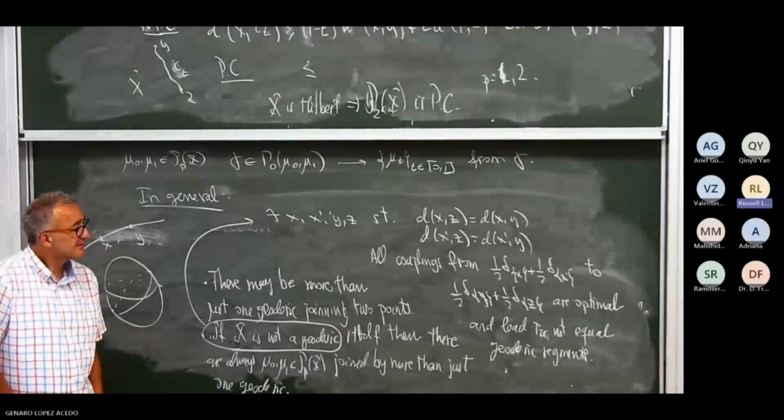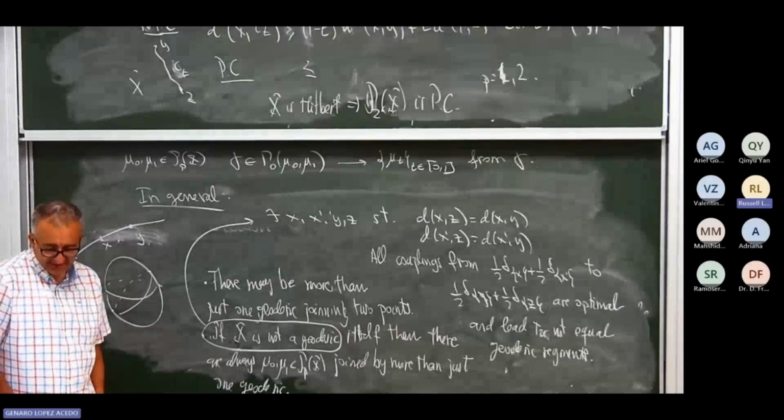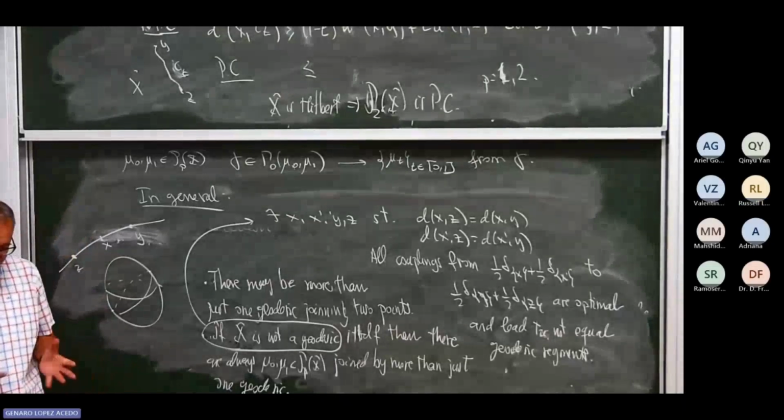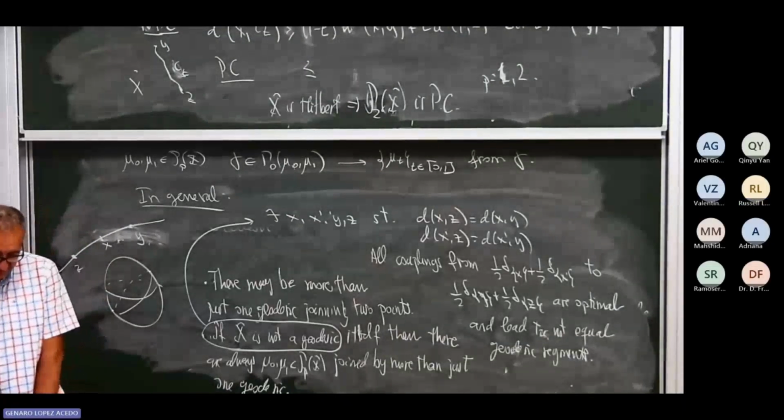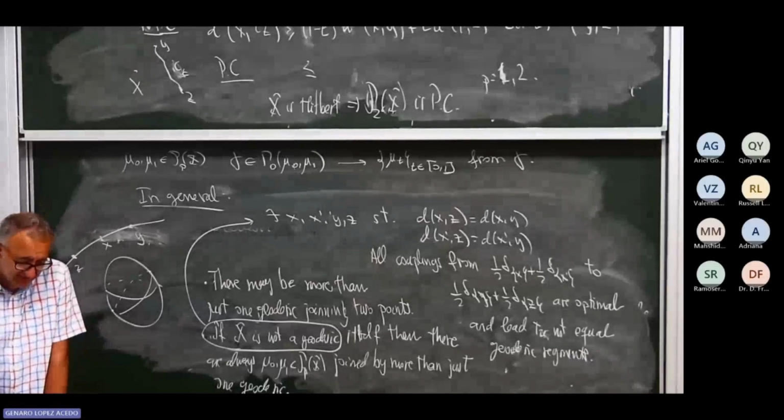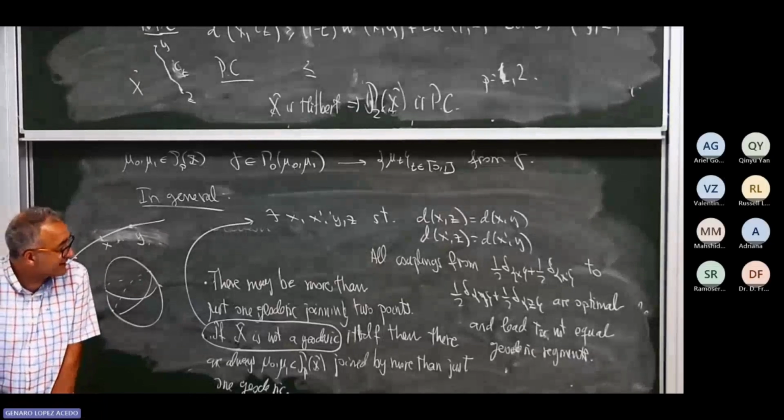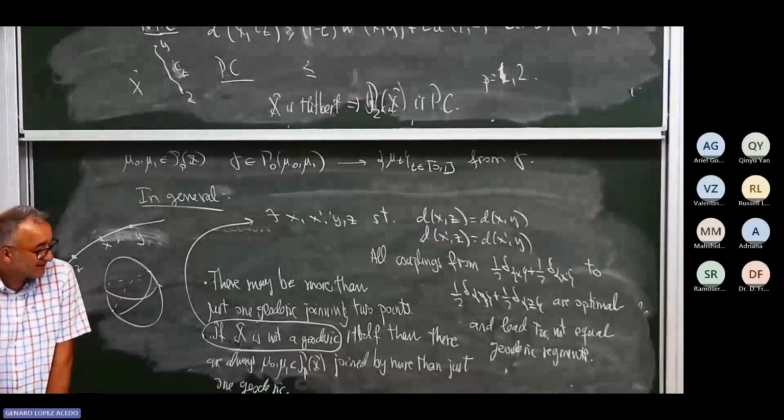Right, right. So I would say that in general, probabilities are going to be joined by just one geodesic segment, but for certain points, you're going to find a few.